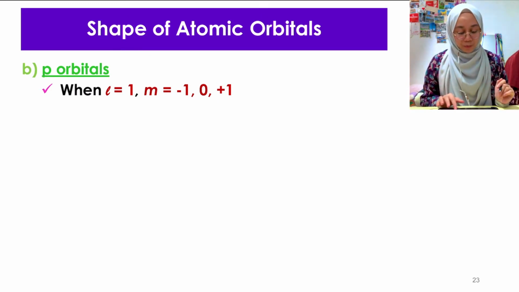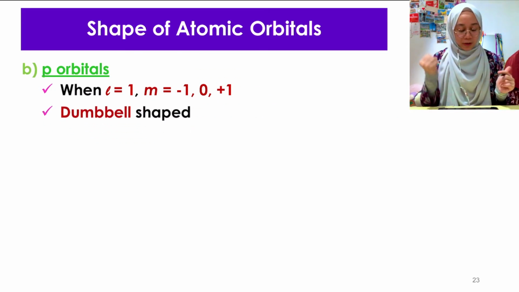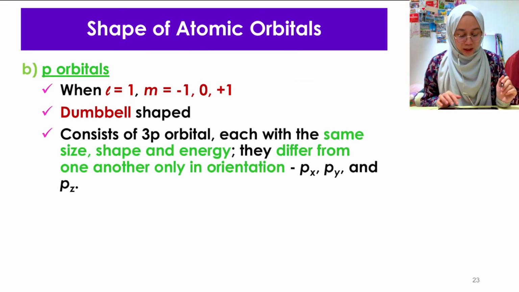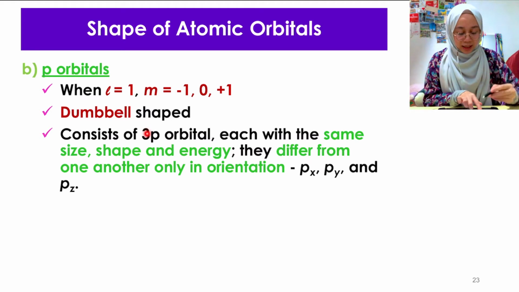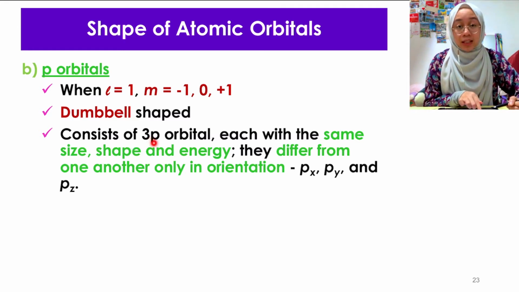Okay, so when it is a p orbital, the shape is dumbbell. Not exactly the dumbbell that we carry. As I showed yesterday, it actually has 2 petals. So for the triple orbitals, each has the same size, shape and energy. Why do they have the same size and energy? Because here we mention about 3, the n value is 3. And they also have the same shape because it is a p orbital.